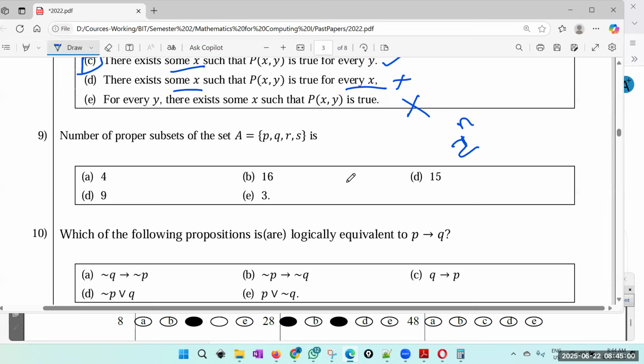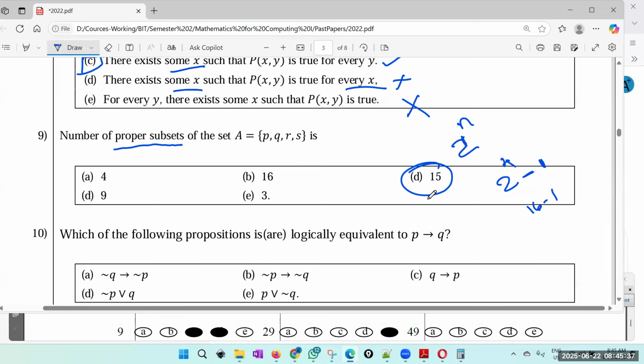The set itself also is a subset, but this is a proper subset. So therefore, you need to subtract 1. Here we have n is 4: 1, 2, 3, 4. 2 to the power 4. But that is the number of possible subsets, and this is the number of possible proper subsets. So you need to subtract 1, because the subsets include the set itself. 2 to the power 4 is 2, 4, 8, 16. 16 minus 1, I'll go for 15. Right? D.